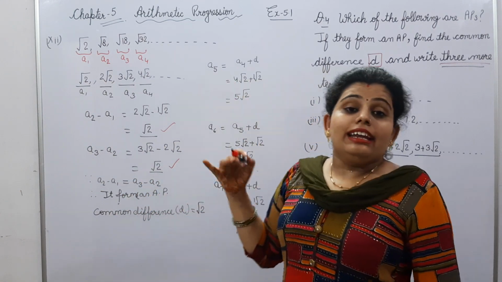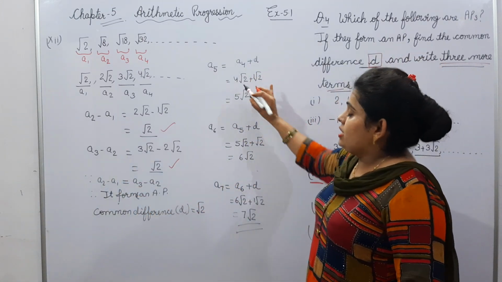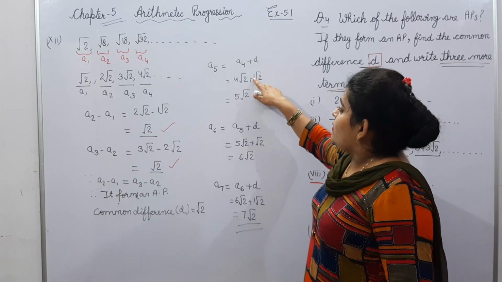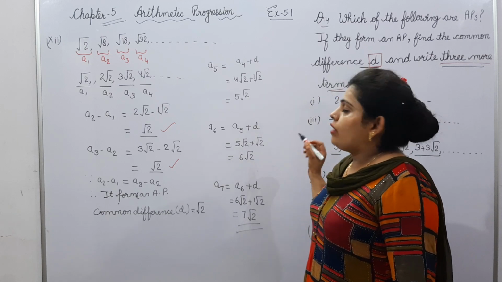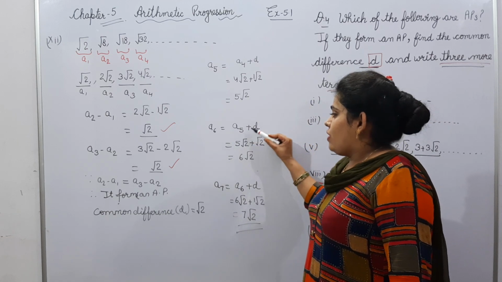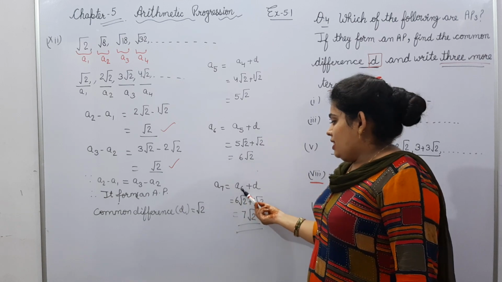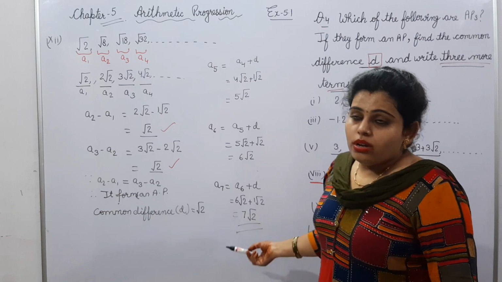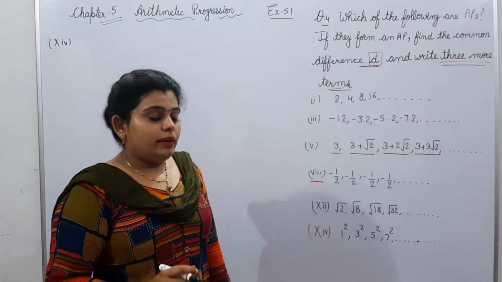Now we have to find next three terms. Means A5, A4 plus D. What is the value of A4? 4 root 2. And what is the value of D? 1 root 2. What we will get? 5 root 2. A6, A5 plus D. 5 root 2 plus root 2 means 6 root 2. A7, A6 plus D. 6 root 2 plus root 2 means 7 root 2. This is the 12th part of this question number 4.